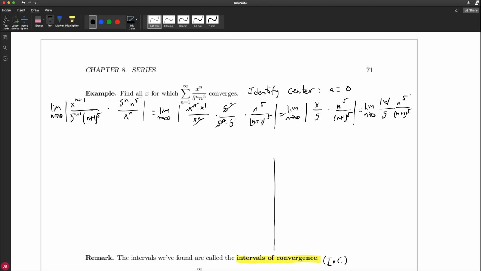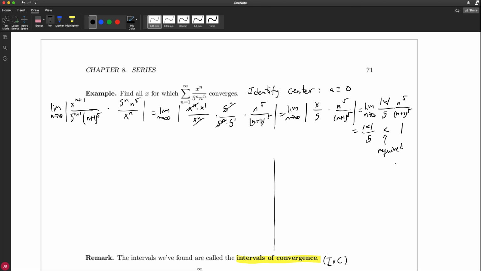5th. Justify this limit to yourself any way that you like, but n to the 5th over n plus 1 to the 5th is just 1 as n goes to infinity. And so you just get the absolute value of x divided by 5, which, if you'll remember, if I want this to be convergent, ratio test tells me that this limit is required to be less than 1, right?